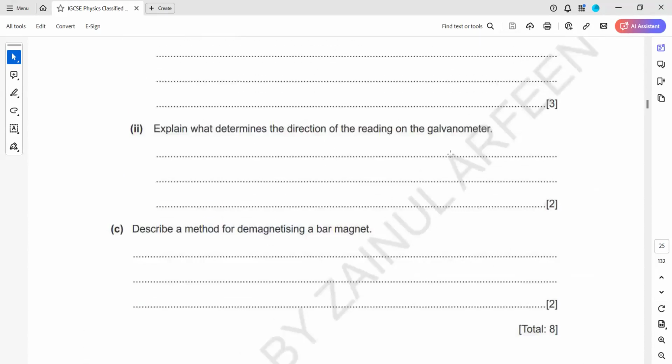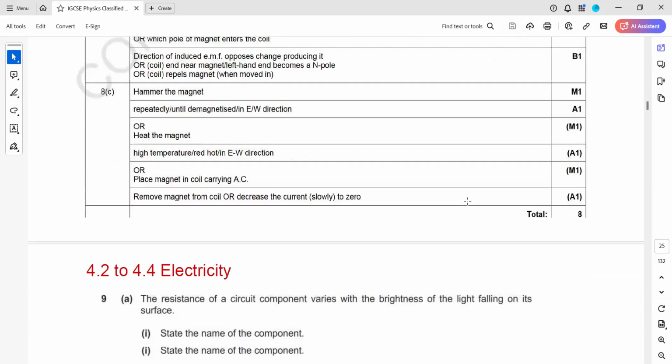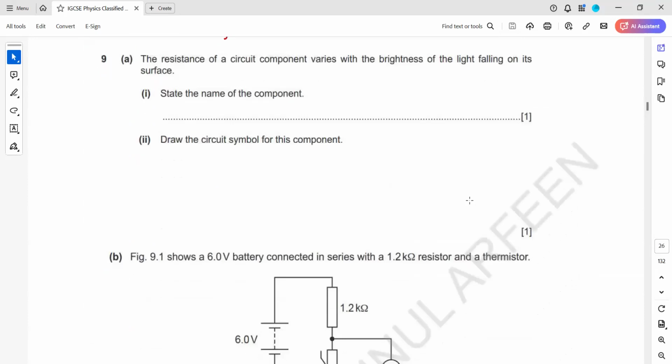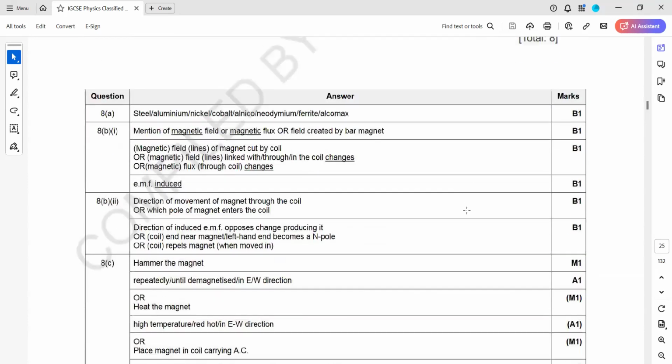Describe a method of demagnetization of a bar magnet is not part anymore. You don't have to learn methods of magnetization and demagnetization. So this was page 25.